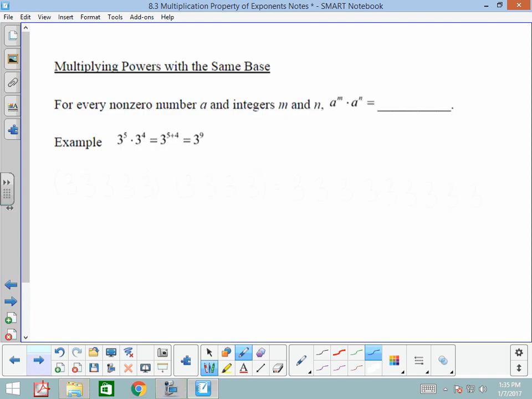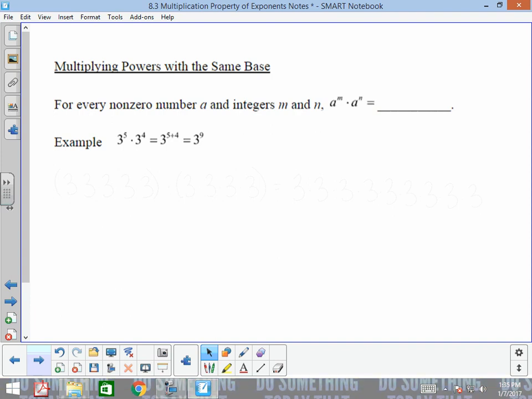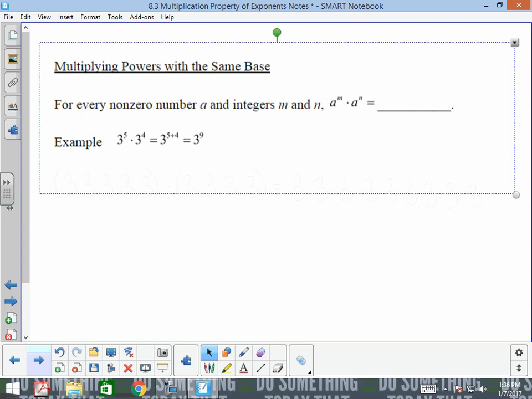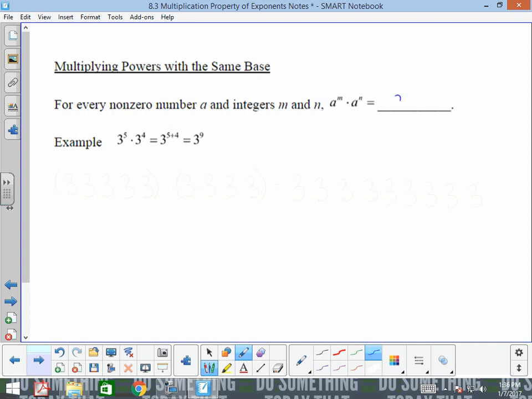Now, when we are multiplying powers with the same base, I'm going to use that expanded form to help you see what we're actually doing here. We talked about it a little bit when we did scientific notation. Now we're going to be doing a lot more of it. When we have bases that are the same, we keep the base the same, and we add the exponents.